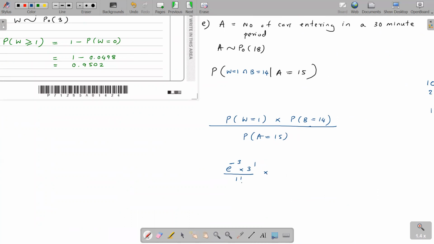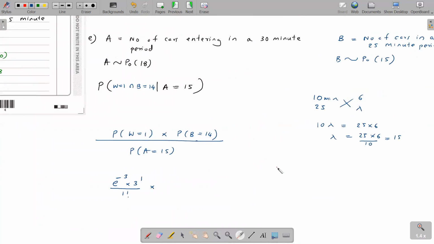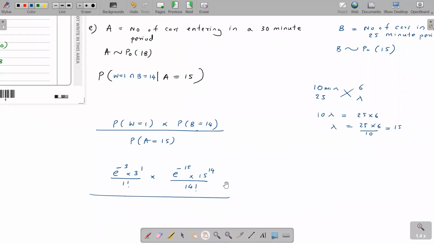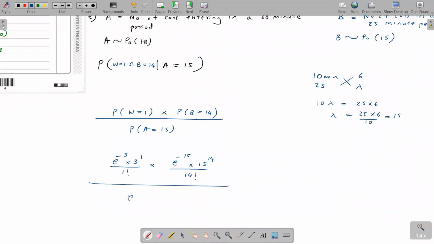In B, what's the lambda value for B? For B, the lambda value is 15. So for B equal 14, e to the power minus lambda, lambda to the power x, can you see? Lambda to the power x over x factorial. This whole thing divided by A equals 15. Again, e to the power minus lambda.